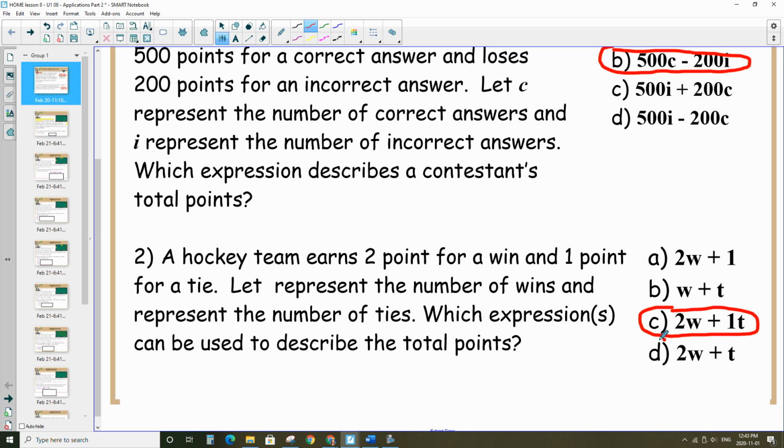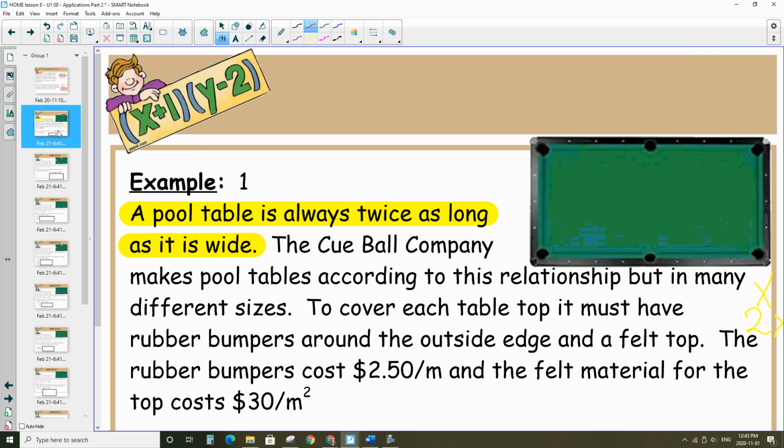And actually there's two answers here. This one will also work, because another way of writing 1T is just T. When there's no number in the front, we assume that there is a 1. So those are your warm-up questions on your page. And let's get into the first word problem.